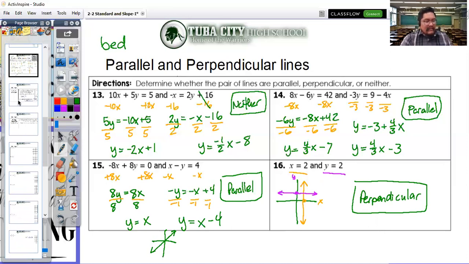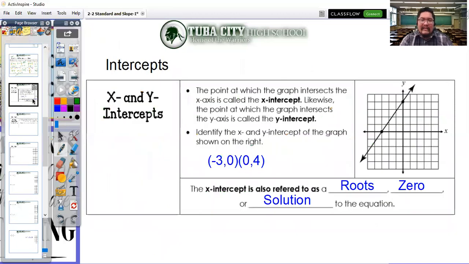Okay, so that's a bit of stuff to cover. I don't want to break this lesson into two different lessons because, again, to me, I consider it a review. So I'm going to try to finish this in the next 20 minutes if I can, because we still have 20 minutes of class. So now we're talking about x and y intercepts.